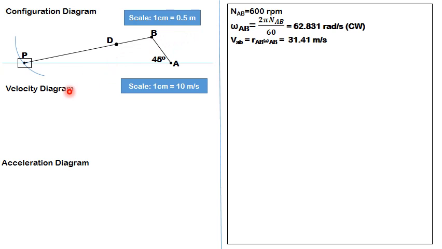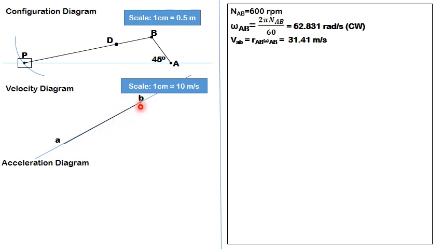So I will first draw a reference line perpendicular to AB. On that I will mark a line of length 3.1 centimeter, which represents vector VAB. So this is the reference line which I have drawn perpendicular to link AB. On that I will select two arbitrary points, and the distance between these two points is 3.1 centimeter. Now see the direction of this vector. As I told, AB is rotating in clockwise direction, so point B moves in upward direction. That's why I have selected this point as A and this as point B, and the arrow I have shown like this.